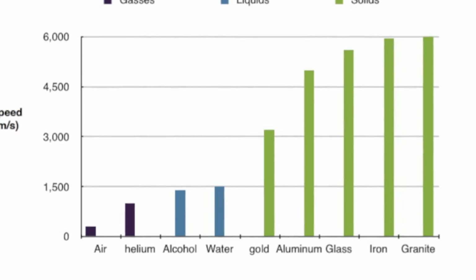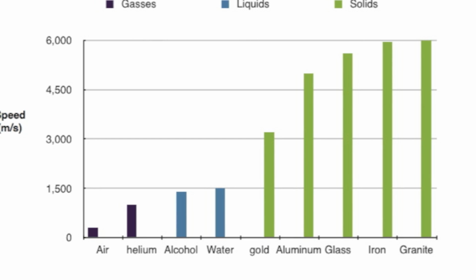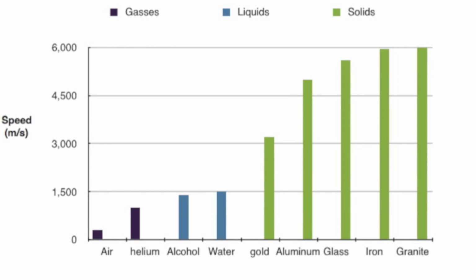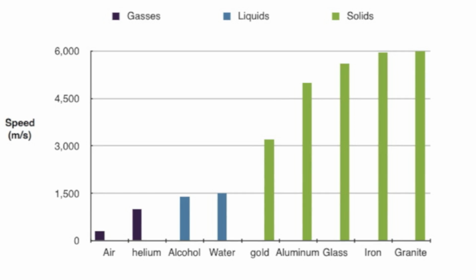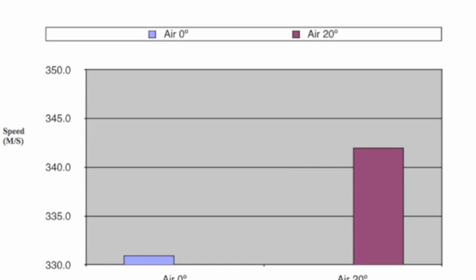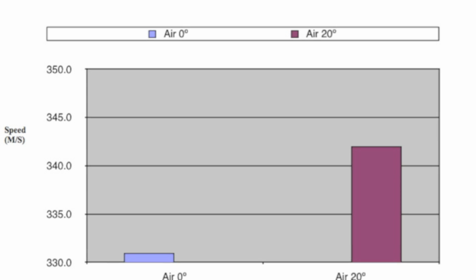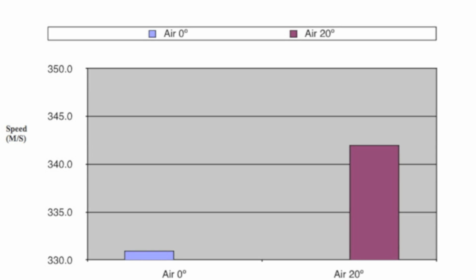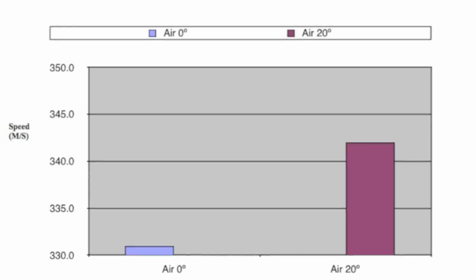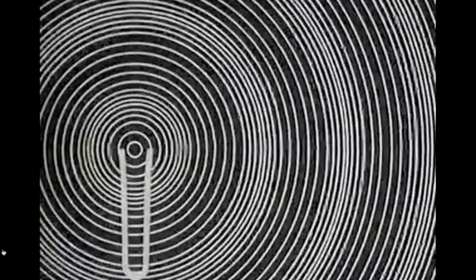This also holds true when looking at a solid. This chart clearly demonstrates that the denser the object, the faster sound can move through it. It is also important to note that as the temperature increases, so does the speed at which sound travels. This is because as the molecules heat up, their collision grows, packing them closer together, and allowing sound to travel faster through them.